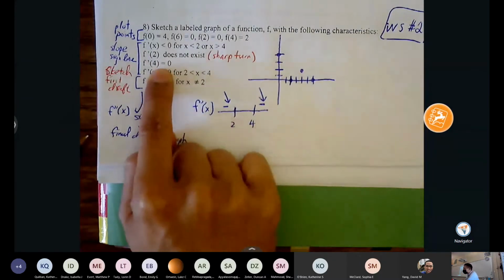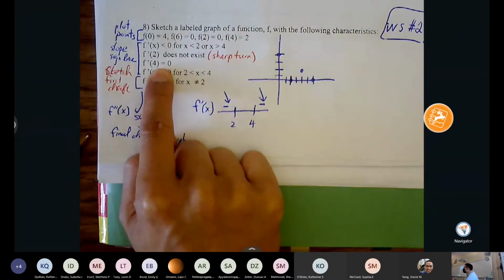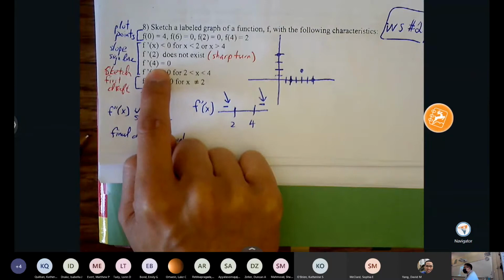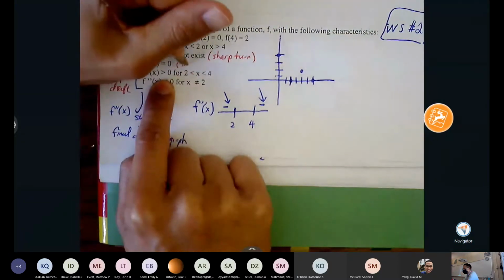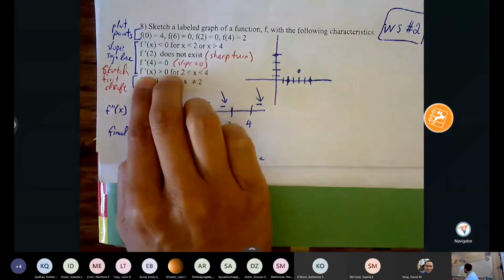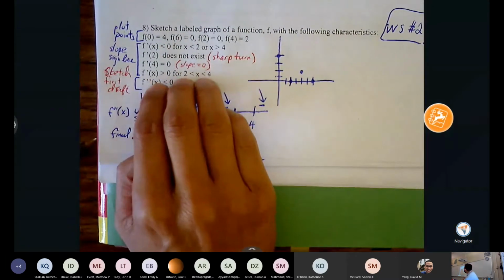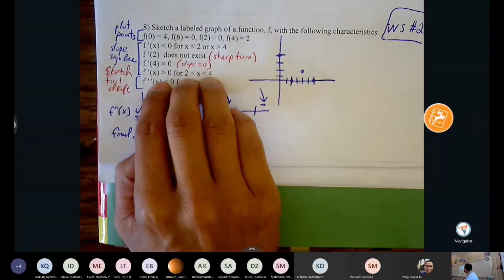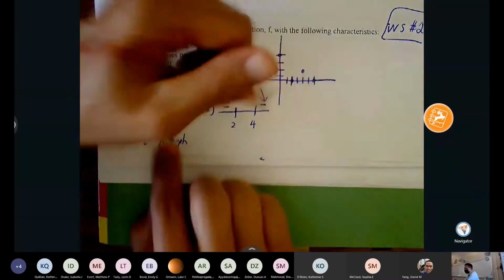Okay, how about this next statement? f prime of 4 equals 0. So it's 0 slope. Okay, slope 0, good. Okay, next statement, f prime is greater than 0 between 2 and 4. So positive slope.